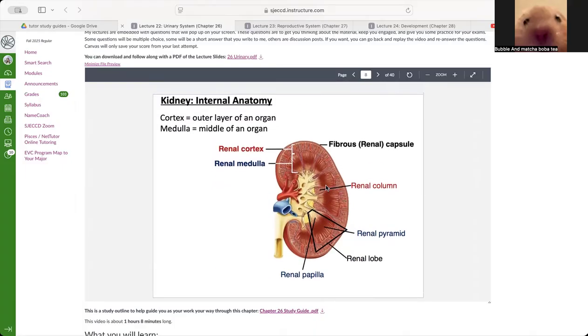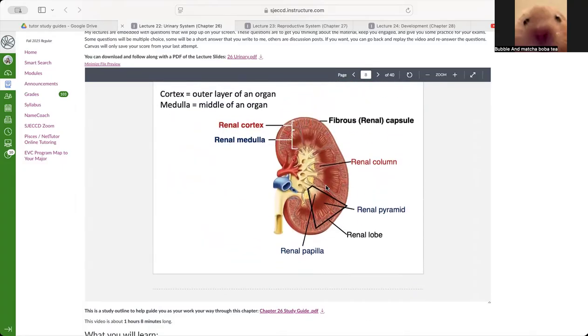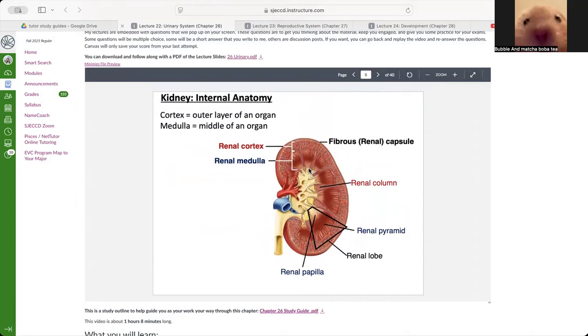Okay, so we have the renal cortex, right? And the renal medulla, which is the inside of it, and the renal lobe is the single unit. See? A single unit, this whole thing, while the pyramid is this.